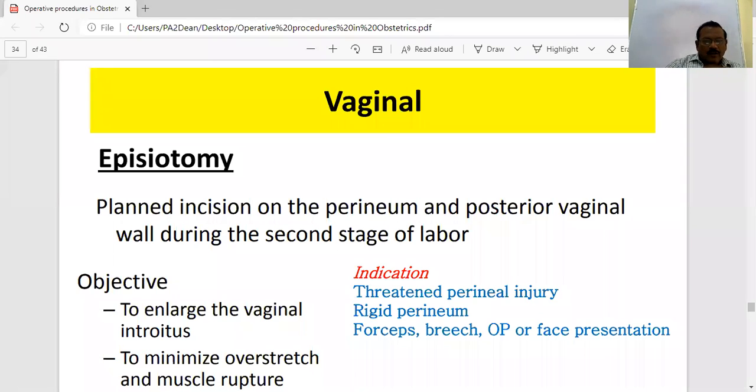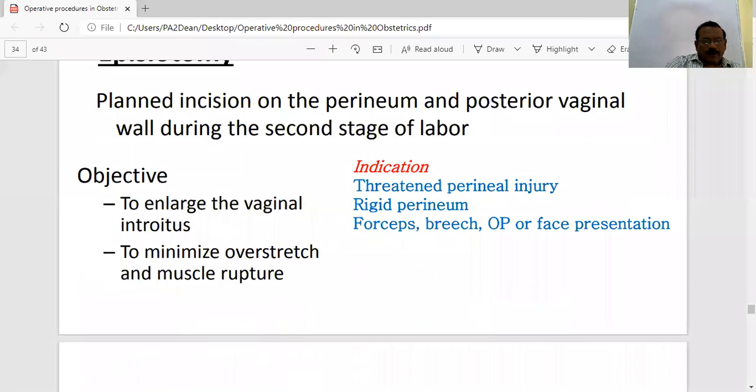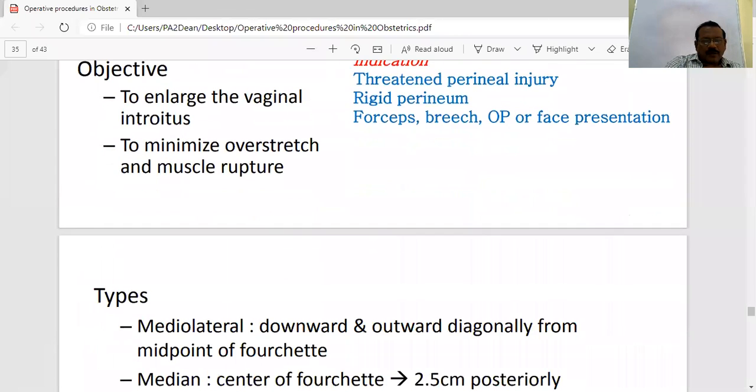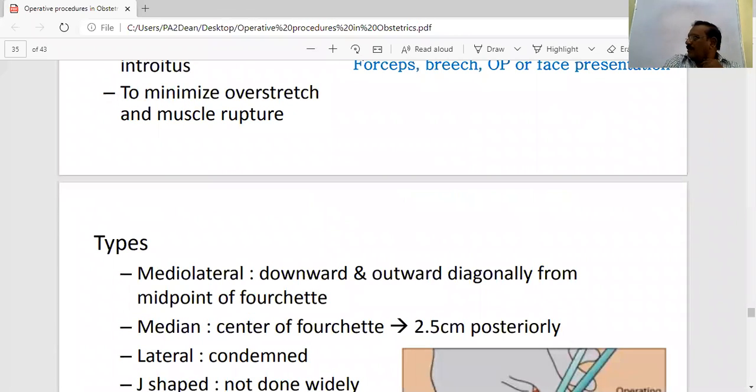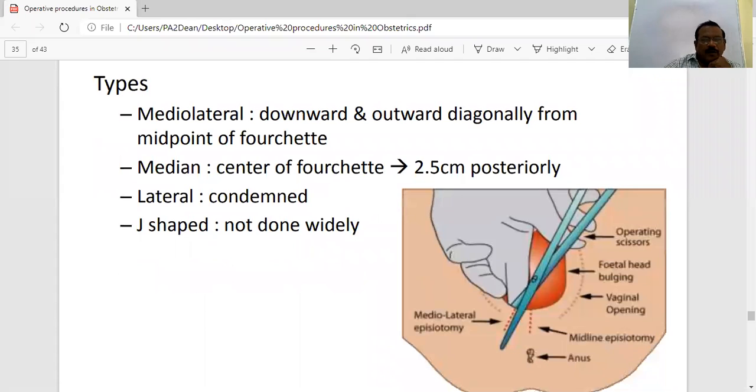The objective is to enlarge the vaginal introitus to minimize the overstretch of the muscle, since overstretch and muscle rupture cause perineal tears. The types of episiotomy are mediolateral, median, lateral and J-shaped. Mediolateral is downward and outward diagonally from the midpoint of the fourchette. This is where we give the incision, cutting the episiotomy mediolaterally. Median is from the center of the fourchette, 2.5 cm posteriorly.